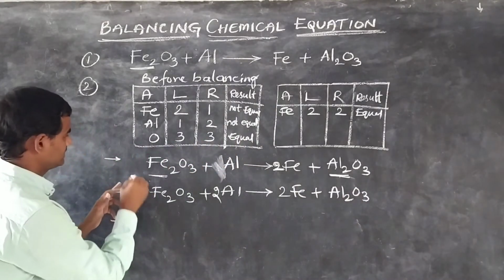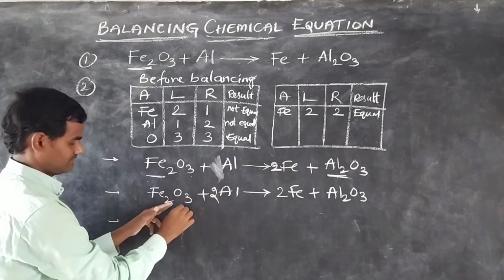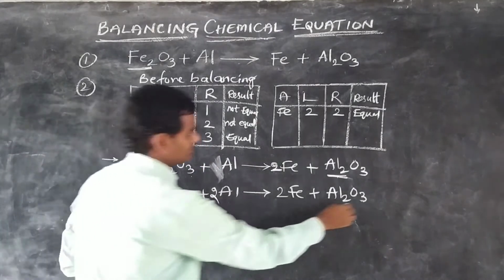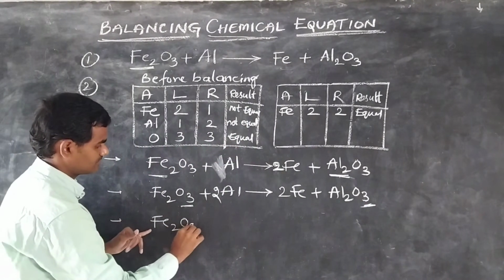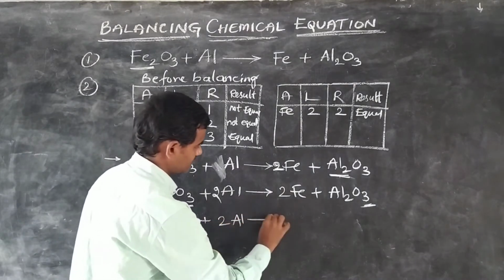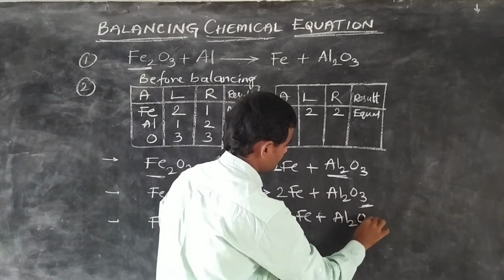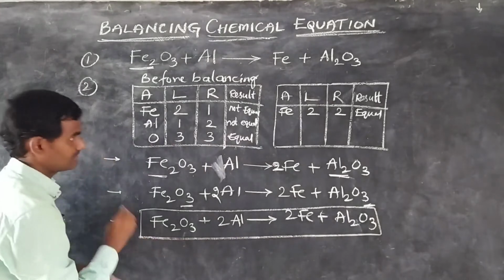Now we will see oxygen. So the number of oxygen atoms on both sides, we will see after this reaction: 3 on left hand side, 3 on right hand side. So there is no need to change the number of atoms of oxygen. So Fe2O3 plus 2Al gives rise to 2Fe plus Al2O3, aluminium trioxide. So this is the balanced equation.